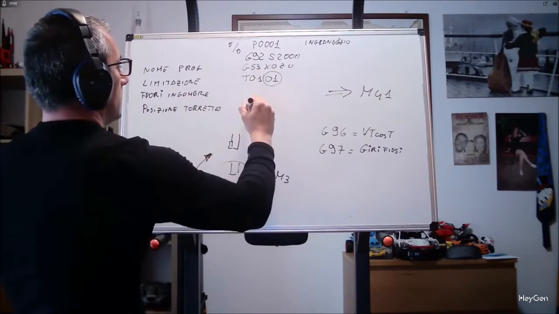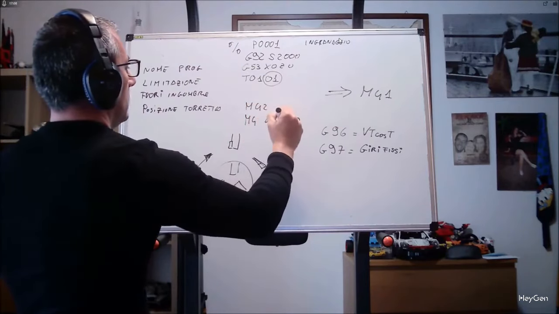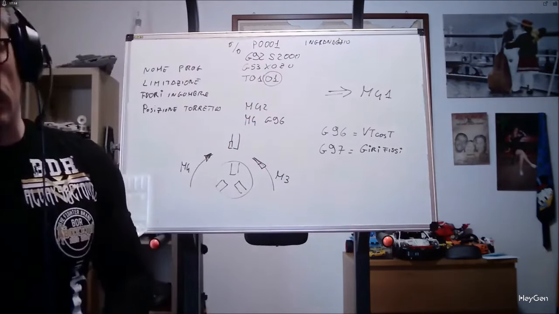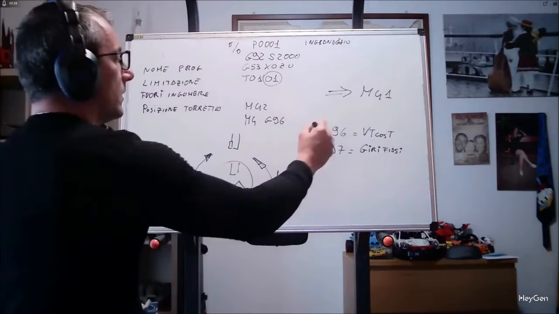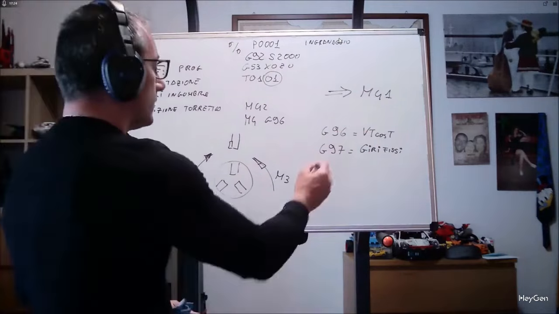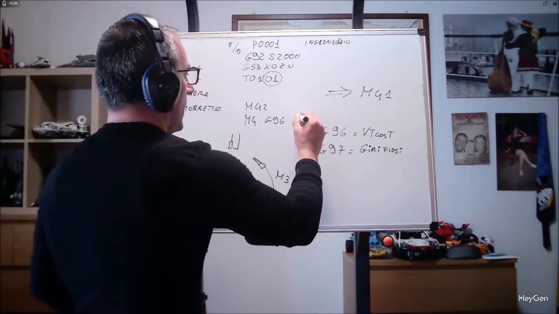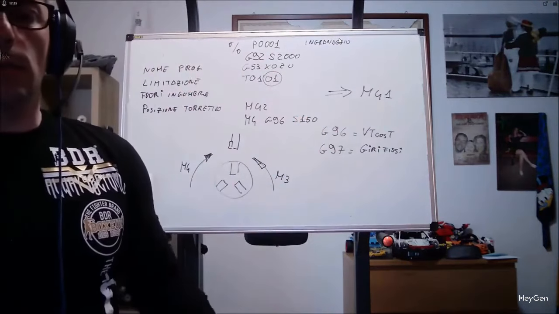So here, M42, M4, G96. My mistake is due to the fact that on ECS it's not exactly like that. Do you see the dialects? So, G96, constant cutting speed, G97 fixed RPM. With G97, all my machining will be done at approximately S150, 150 RPM.